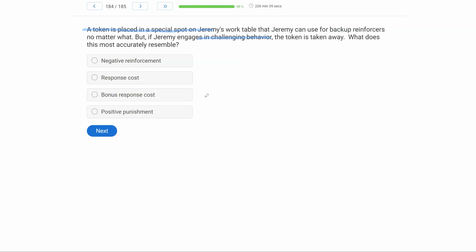We've got to pick the best answer, and the most precise answer is going to be bonus response cost. That non-contingent token is the bonus that can be taken away contingent on bad behavior. Positive punishment, no. Response cost has to do with negative punishment. Good reminder with picking the most precise answer available. Read every single answer choice every time.